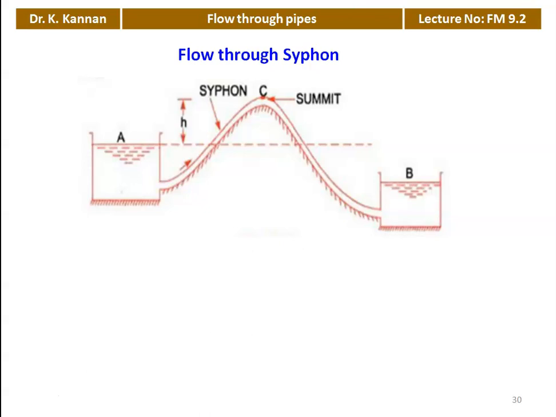Then we discuss the flow through a siphon. So far we have discussed water flow through an inclined pipe, compound pipe or parallel pipe. Now this is another system, flow through a siphon, where the water is flowing across a large hill or mountain.